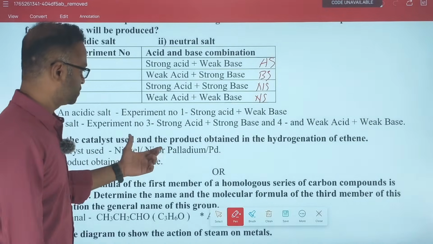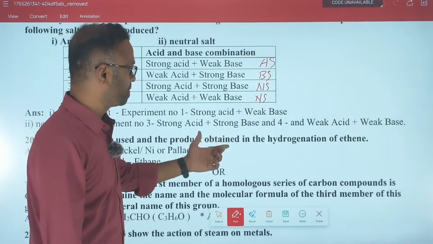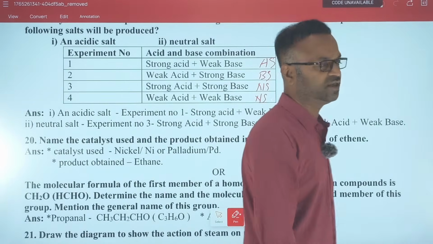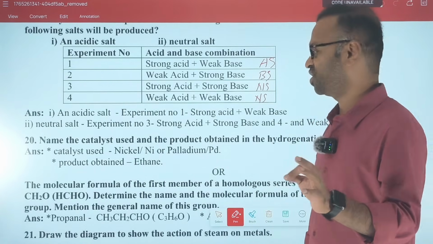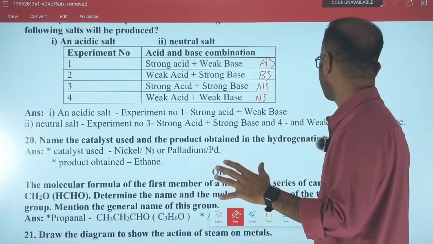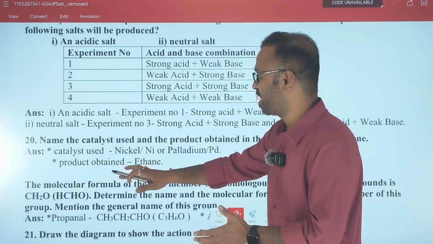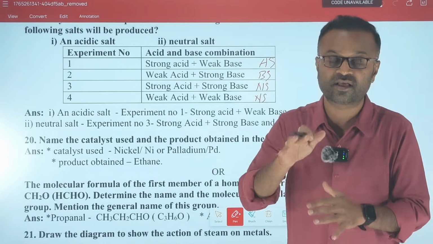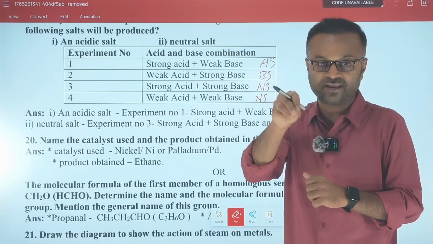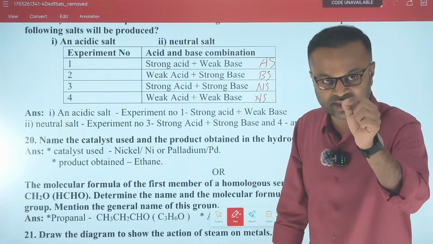Name the catalyst used and the product obtained in the hydrogenation of ethene. Hydrogenation, or addition reaction. So what is happening? They are converting the unsaturated hydrocarbon into a saturated hydrocarbon compound by adding hydrogen. If you want to add hydrogen, definitely we need to use a catalyst.